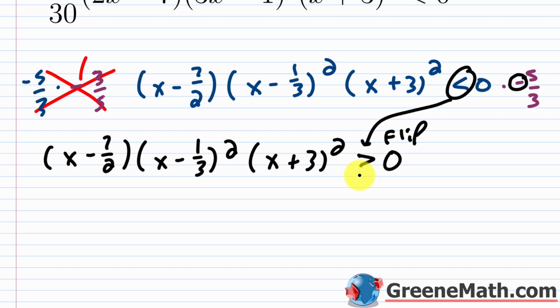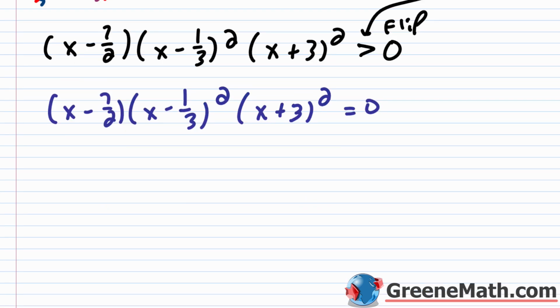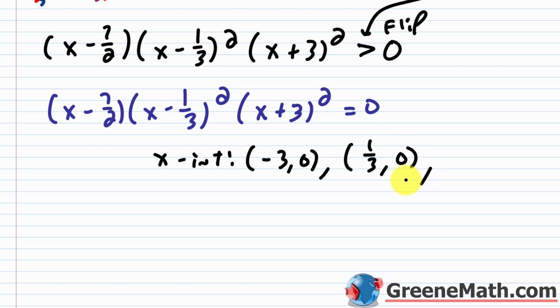Now, again, you can replace this with equals, and then you can just say, well, what are my x-intercepts going to be? What are the zeros? The zeros correspond to x-intercepts as long as they're real zeros. So this is the quantity x minus 7 halves times the quantity x minus 1 third squared times the quantity x plus 3 squared is equal to 0. So you would have x-intercepts. Let me write this out. And let me see if I can go in order. So this one would be at negative 3 comma 0. And then the next one, you would have 1/3 comma 0. And then the next one would be 7 halves comma 0.